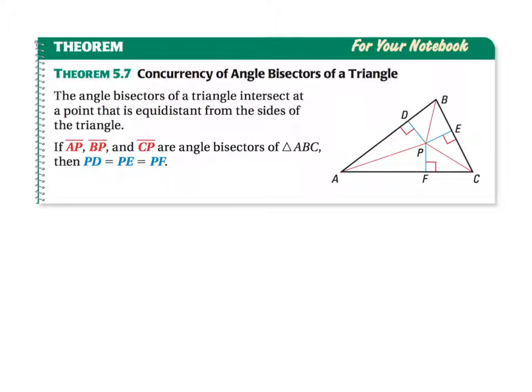PQR. Now on to another theorem, 5.7, the concurrency of angle bisectors of a triangle. This is a lot like the concurrency of the perpendicular bisectors of a triangle that we looked at in the last section. This theorem states the angle bisectors of a triangle intersect at a point that is equidistant from the sides of the angle. I like this diagram because it is color-coded. AP, BP, and CP are all the angle bisectors of the three angles in the triangle, so all of these angles would be congruent to each other.